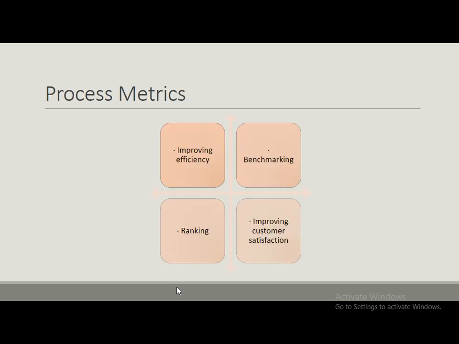Now we will learn about process metrics. Process metrics are a significant tool for firms that wish to track, assess, and improve their overall operation performance. There are many Six Sigma metrics or measures of performance used by Six Sigma practitioners. Mentioned below is a list of normal ways where businesses use Six Sigma metrics. That is, you can see on the screen, improving efficiency, benchmarking, ranking, and improving customer satisfaction.